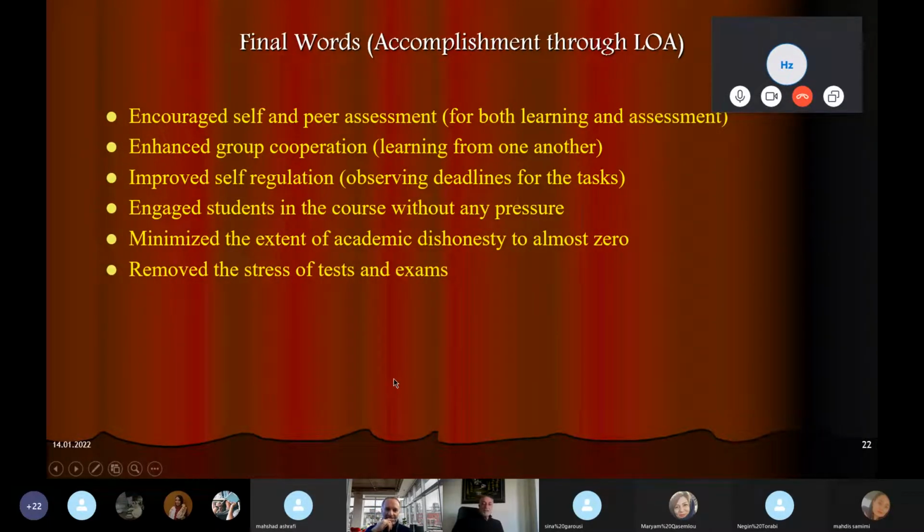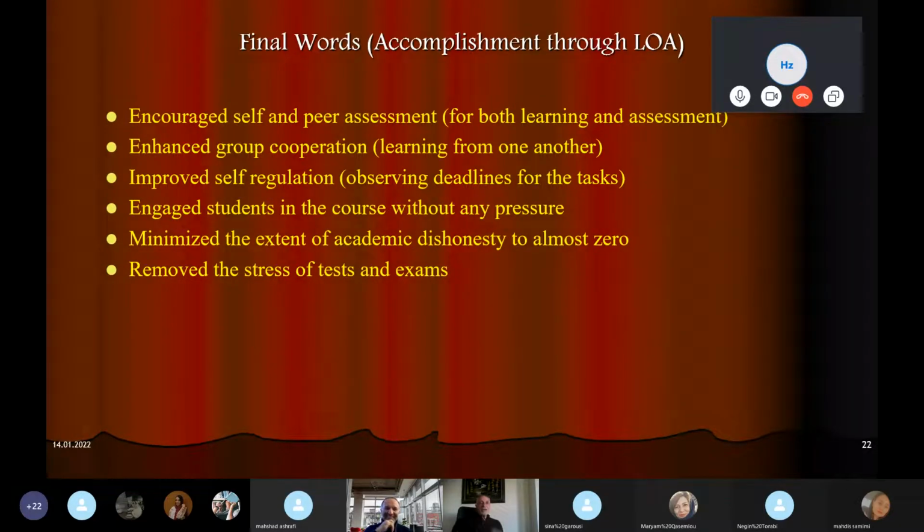Remove the stress of tests and exams. I don't have midterms, I don't have finals, I don't have any kind of test. All my assessment is ongoing from the very first day of the class to the last day. Even when I was questioned by the university, that midterm and finals are required, I said, not in my system.